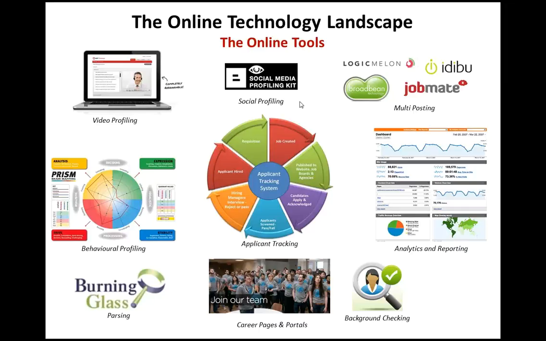Next, we've got all the automated multi-posting sites: Logic, Melon, Idiboo, JobMate, and the largest of all, Broadbean. Broadbean is by far the largest operator in this space, dominating the market with over 80% of the marketplace. By far the most efficient, in my opinion. It's the service that we have selected. Highly reliable, massive team of people over there, can get your job out to pretty much everybody in the marketplace.